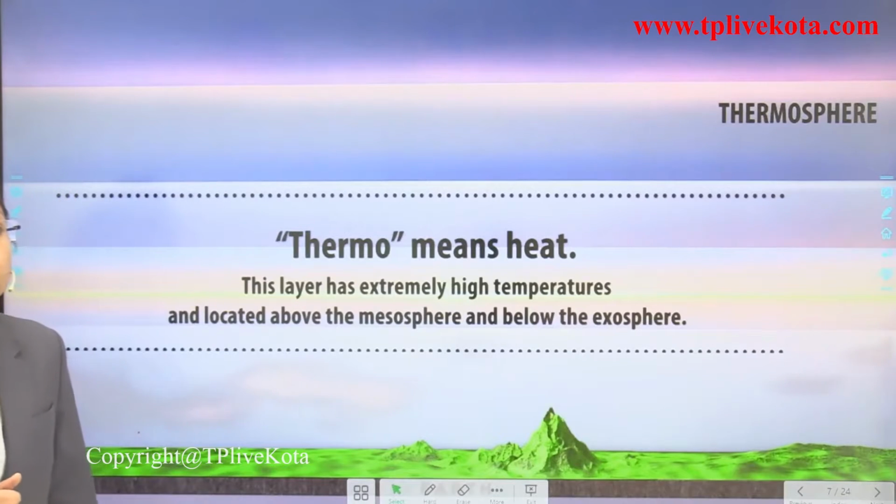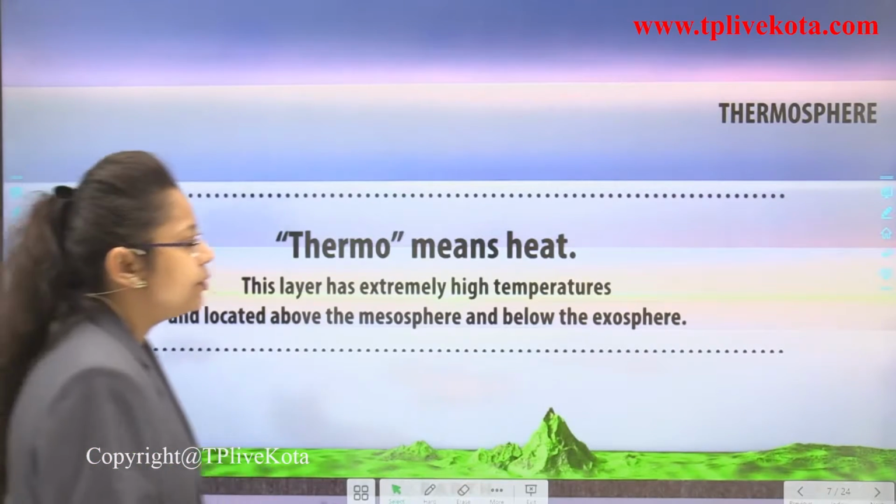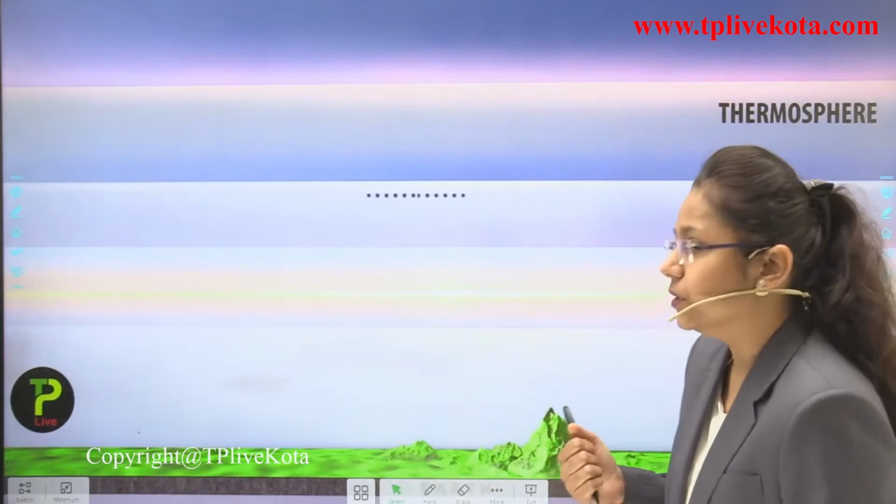Okay, now students, we are going to talk about the fourth layer of the atmosphere, which is known as the thermosphere. So thermo means what? Heat. This layer has extremely high temperatures and is located above the mesosphere and below the exosphere, which is the last layer of the atmosphere.